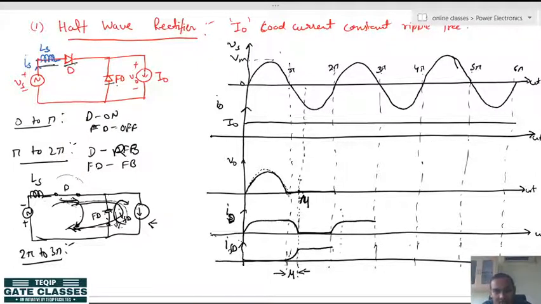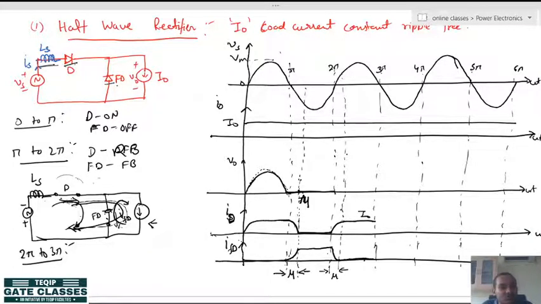and in this duration the freewheeling diode current will be decreasing like this, and after that again this is the overlap angle, this is mu. After this mu, when the overlap angle is over, the freewheeling diode current will be 0 and the diode current will be equal to I naught. Now, what will happen during this duration from 2 pi to 2 pi plus mu?